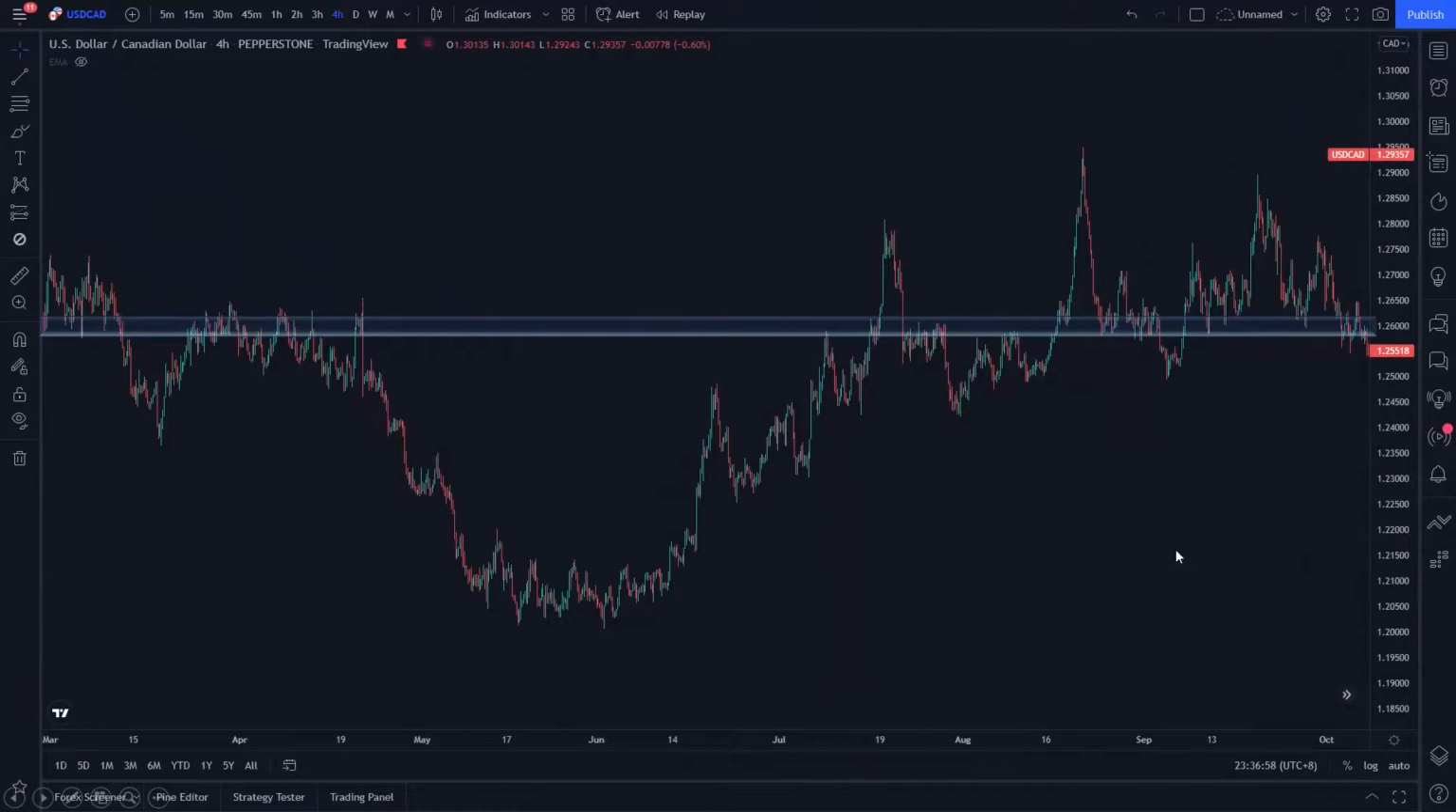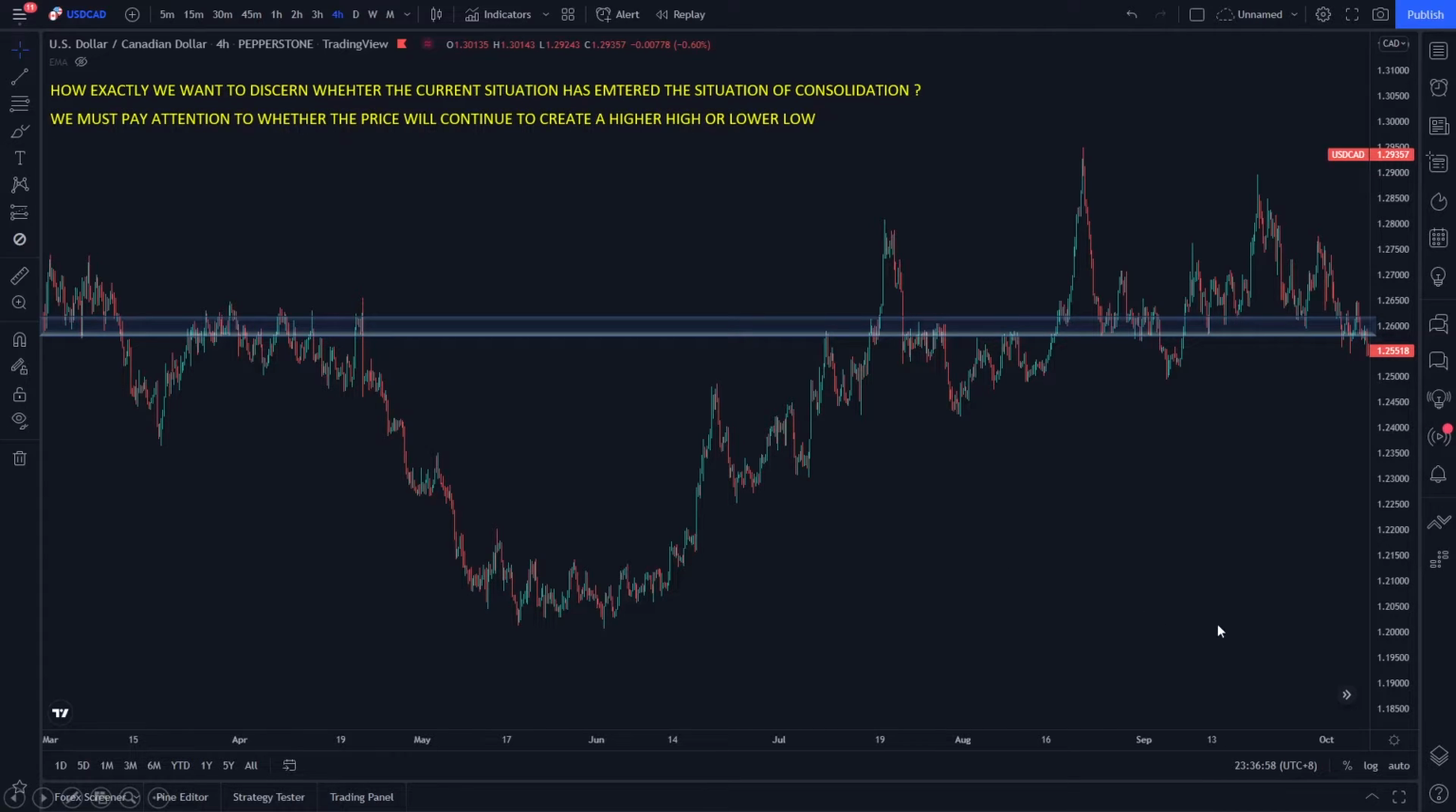The question now is how exactly we discern whether the current situation has entered consolidation. First of all, we must pay attention to whether the price will continue to create a higher high or a lower low. In this chart we can notice that the price had successfully broken out of the previous high, but then the market fell off rapidly.